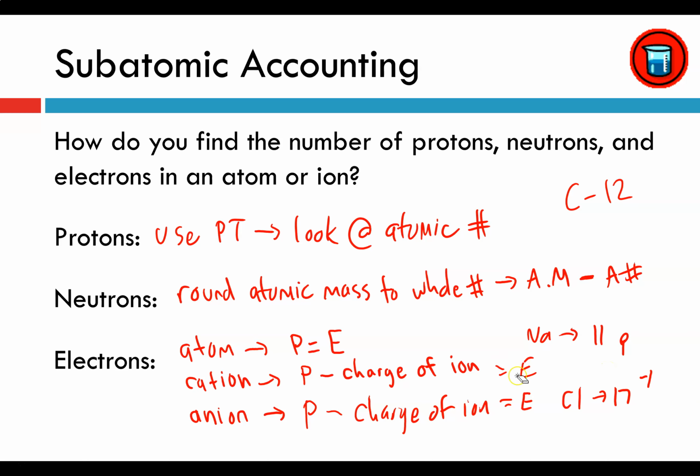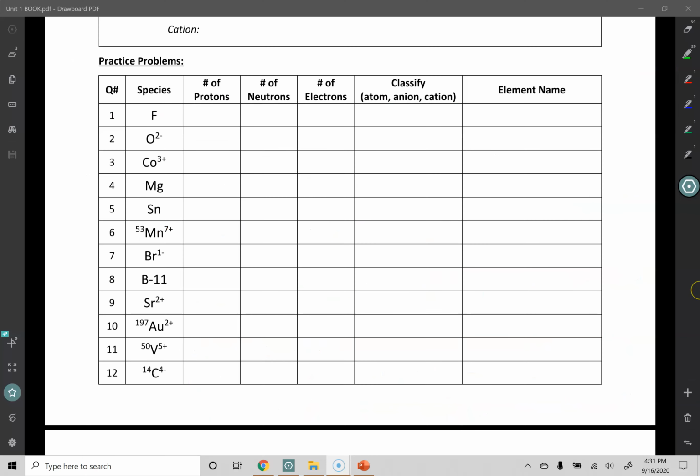That might sound a little confusing at first, so let's do some practice problems, and I think that'll make it easier. All right, so here we've got a handful of practice problems, and I want to go through the first 3 of them together, just to practice. So we'll do 1, 2, and 3. I'm going to skip over the protons, neutrons, and electrons for the time being, and start with classifying. So for question number 1, I just have F. There's no charge denoted. So this is just an atom.